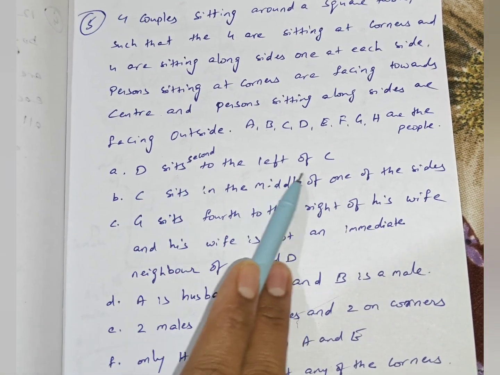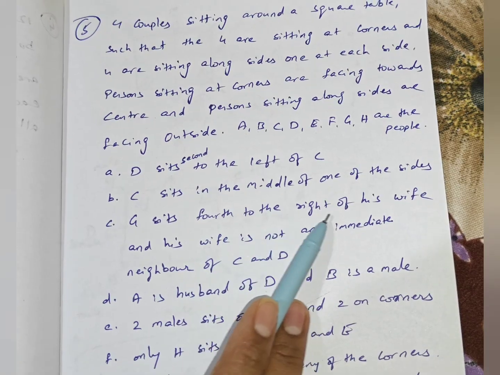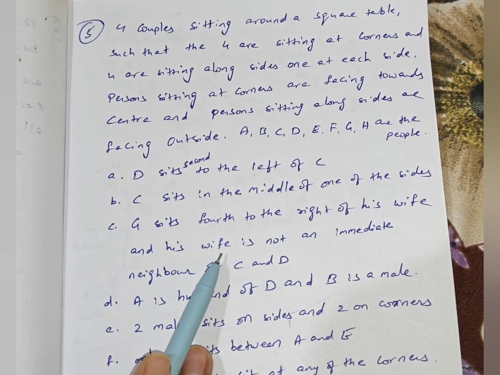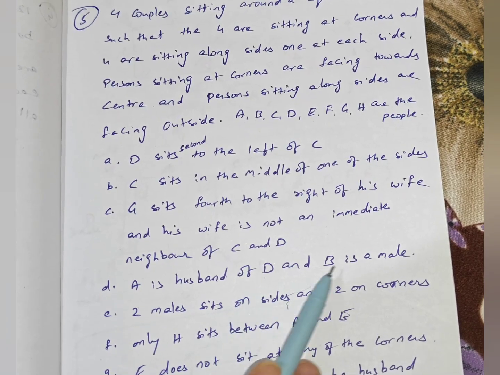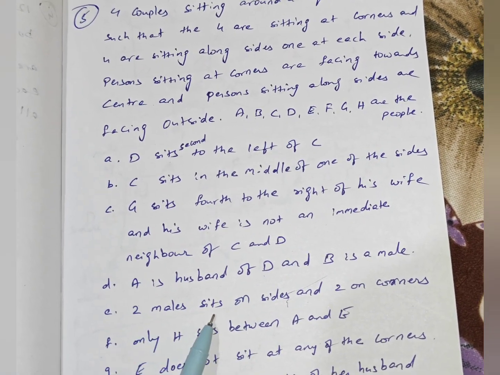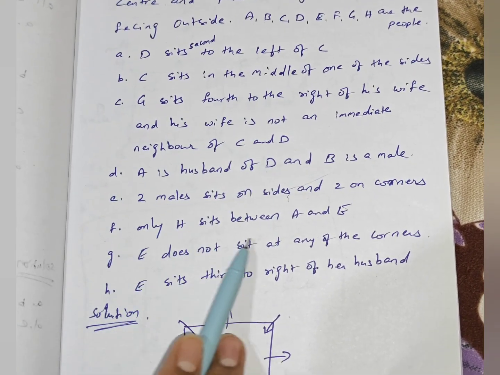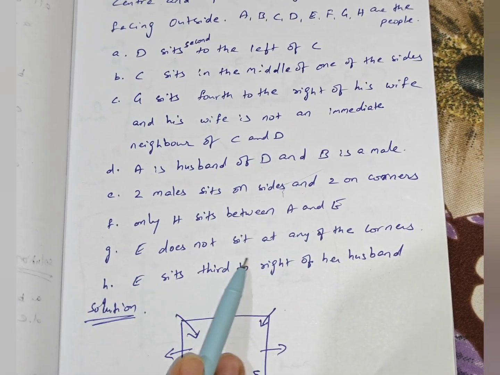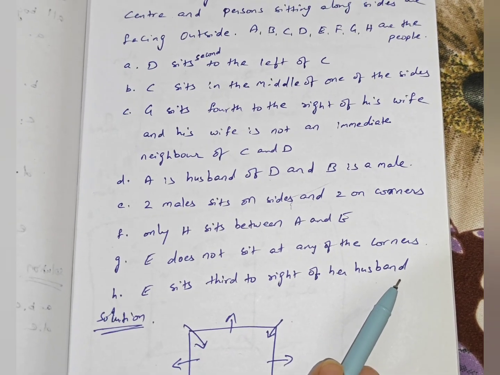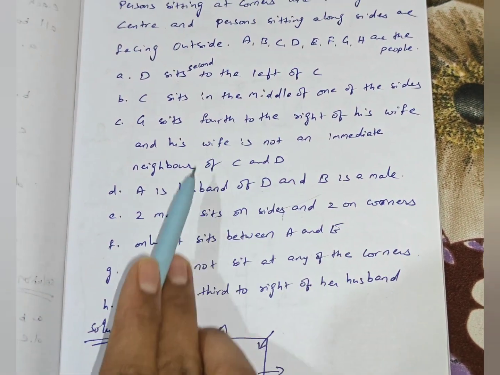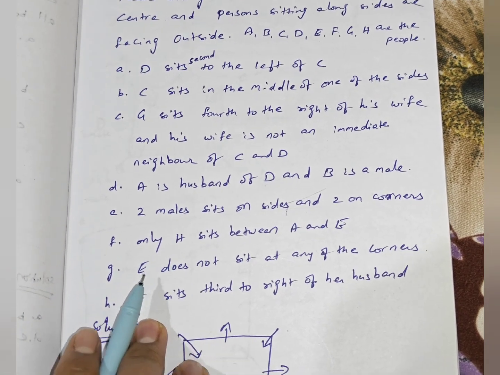D sits second to the left of C, C sits in the middle of one of the sides, G sits fourth to the right of his wife, and his wife is not an immediate neighbor of C and D. A is the husband of D and B is a male. Two males sit on sides and two on corners. Only H sits between A and E. E does not sit on any of the corners. E sits third to the right of her husband. So, basing on these statements, let us come to some conclusions.